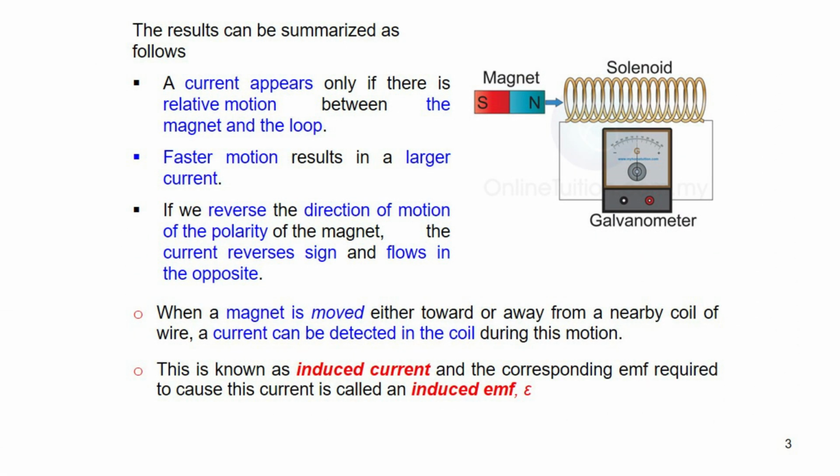So what can we summarize from the experiment? An induced current appears or can be detected in the coil only if there is relative motion between the magnet and the loop. Greater, faster motion results in a greater current. But when we reverse the direction of polarity of the magnet, the current will reverse. Dia akan deflect to another direction. Then the current flows in the opposite direction. And the corresponding EMF that causes this current we call induced EMF.